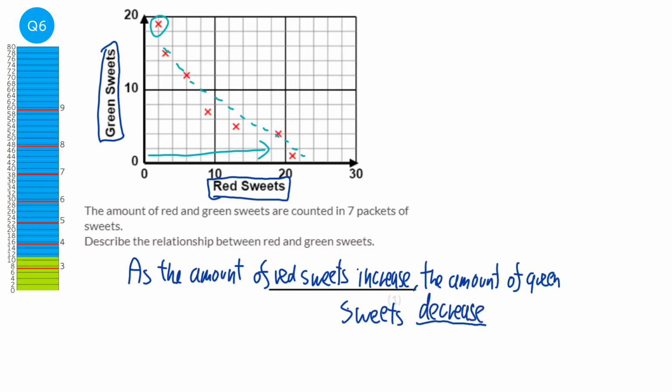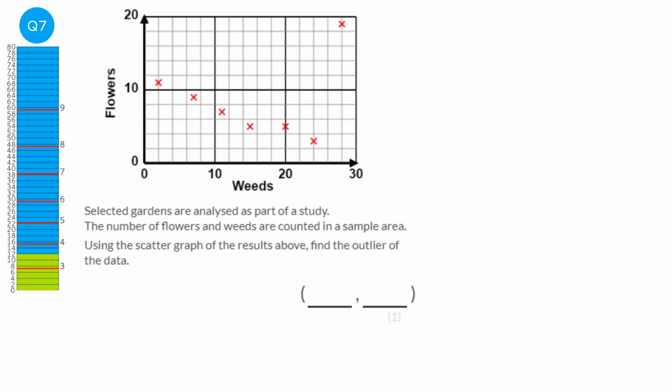Obviously the other option is that they increase, and increase would be if they ended up making this kind of correlation here. On a scatter graph, an outlier is a point which doesn't fit the pattern. As we can see here, all of these coordinates fit kind of a nice line going down there. So they all are showing a trend. But we've got this point here that's nowhere near that trend at all, and that's what we call an outlier.